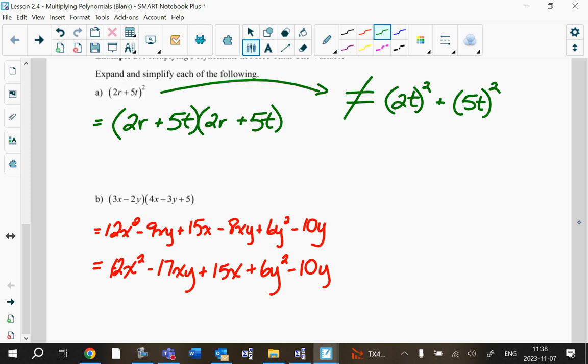So it's 4 multiplications. 2r times 2r, 4r squared. 2r times 5t, 10rt. And then on the bottom, the next one is going to be 5t times 2r. I mean, 10tr. Now, I'm just going to reverse them because then it matches the second one. And then plus 25t squared.